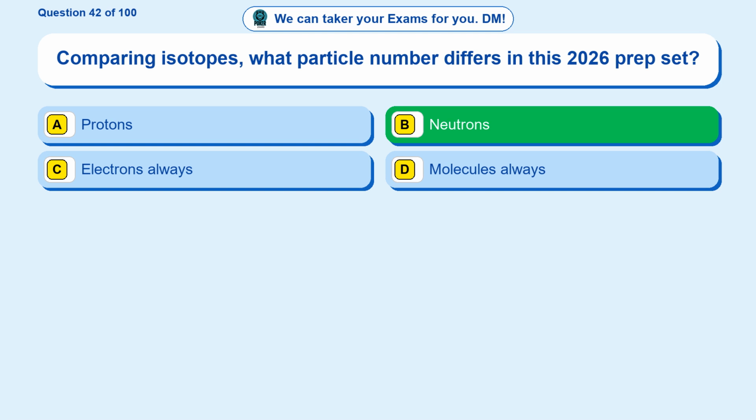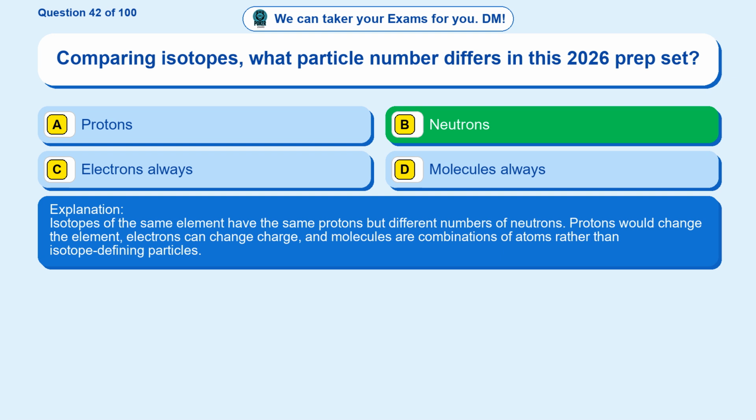Neutrons. Isotopes of the same element have the same protons but different numbers of neutrons. Protons would change the element, electrons can change charge, and molecules are combinations of atoms rather than isotope-defining particles.